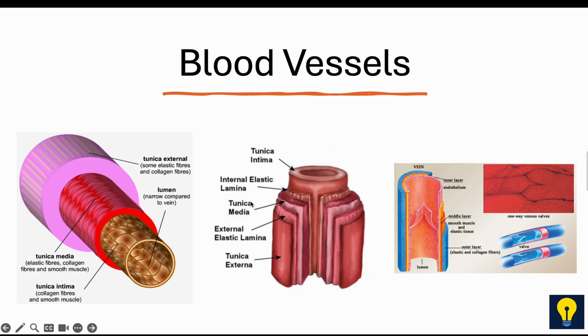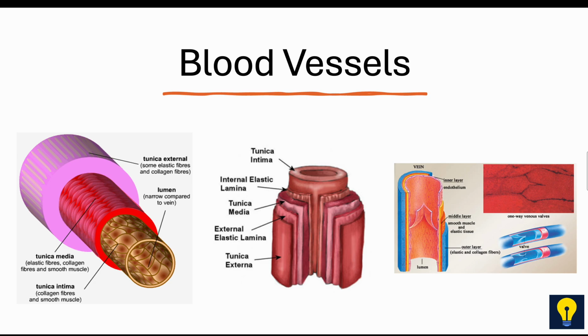Capillaries, on the other hand, are the smallest and the thinnest vessels. They connect arterioles to venules. They're found in almost all tissues and facilitate gas and nutrient exchange. Lastly, we've got the veins. The veins return deoxygenated blood to the heart. They have thinner walls compared to arteries, and they are less elastic and less muscular.